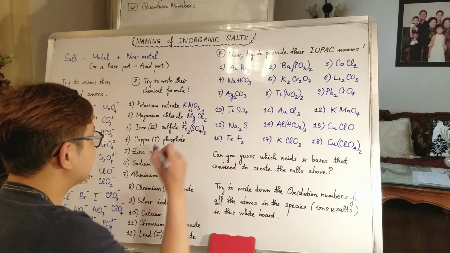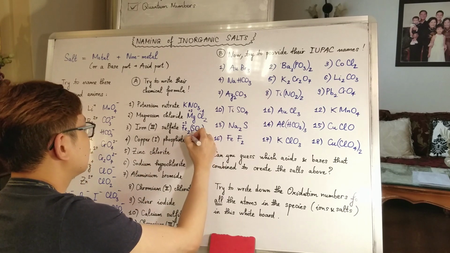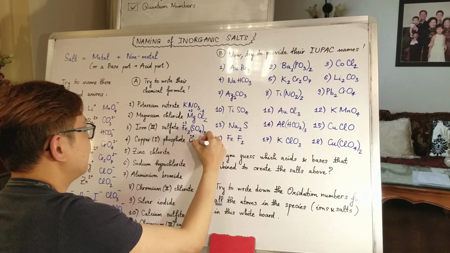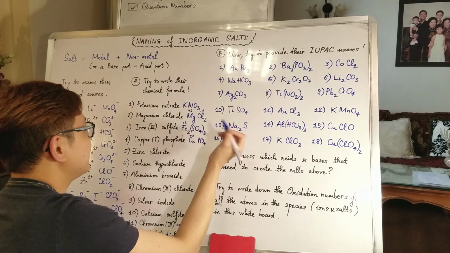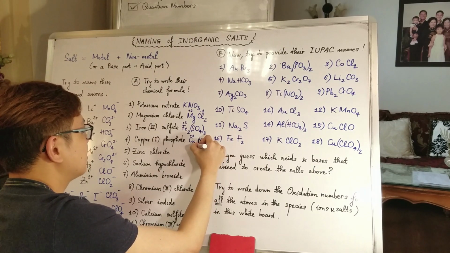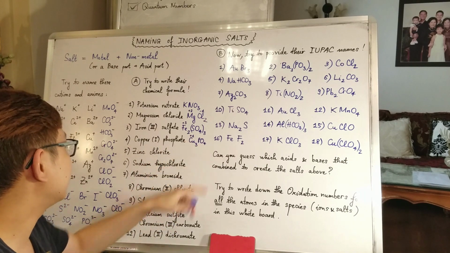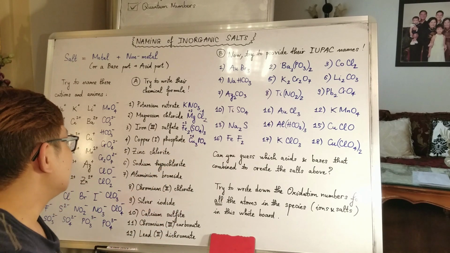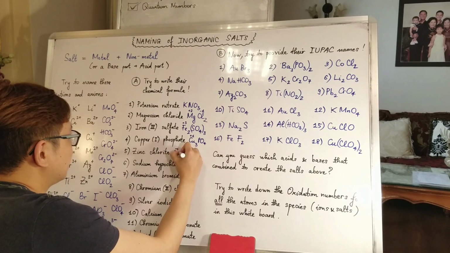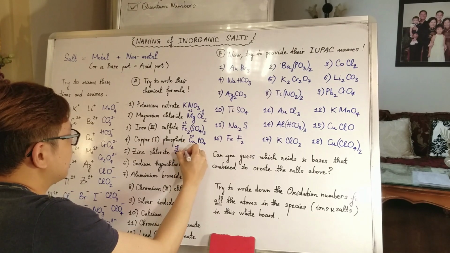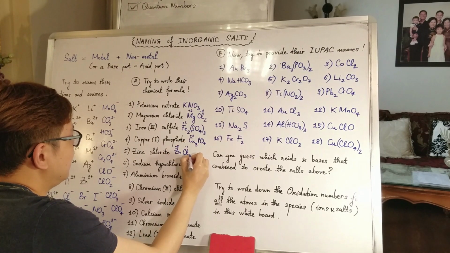Copper 1 phosphate. Phosphate is 3 minus. Very good. The number 3 is going to be here, and the number 1 is for phosphate, which we don't even need to write down. Zinc chloride. Zinc 2 plus, chloride 1 minus, so it's going to be 2 here.